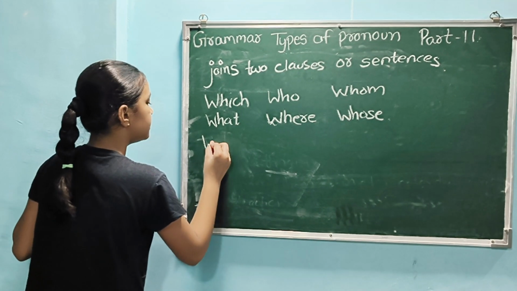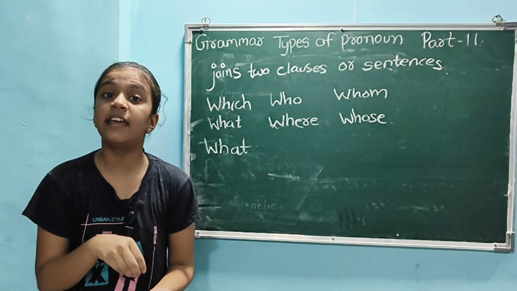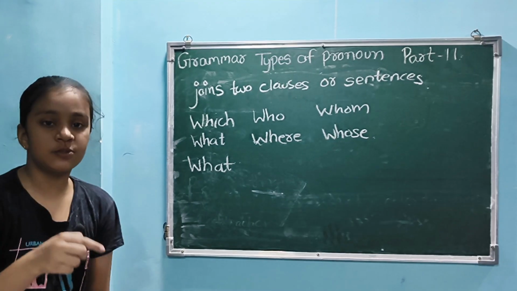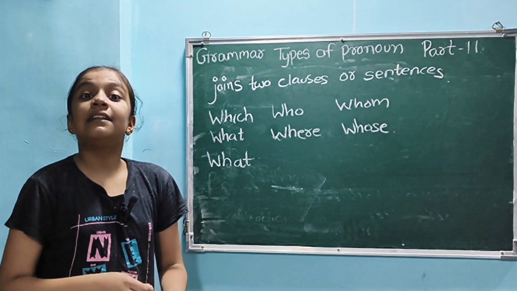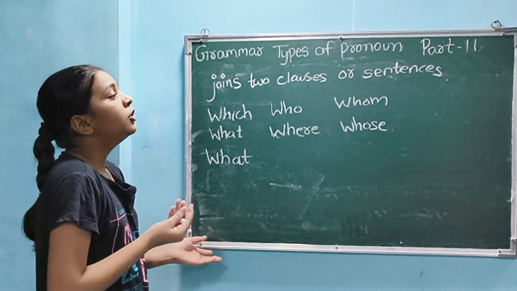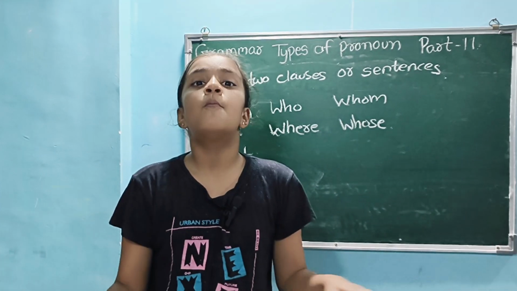Now what means what? See, it is used to represent a thing that is not mentioned. For example, a thing is mentioned in a sentence. Understood? A thing is mentioned in a sentence and that is not described separately. That is known as what. So here we have ended our types of pronoun and here we have ended our pronoun topic.